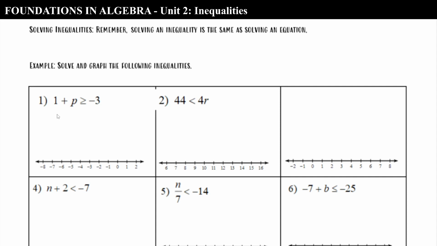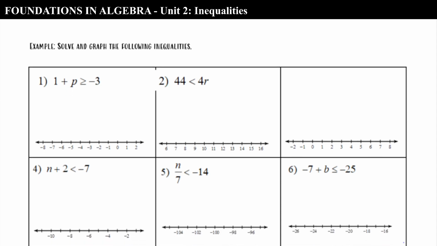Remember, the only difference is you may have to flip the inequality if you divide or multiply by a negative number. Also, when you finish solving, you want to make sure your variable is on the left, so you may have to flip the inequality, the whole inequality. So let's take a look at some examples, starting with example 1.